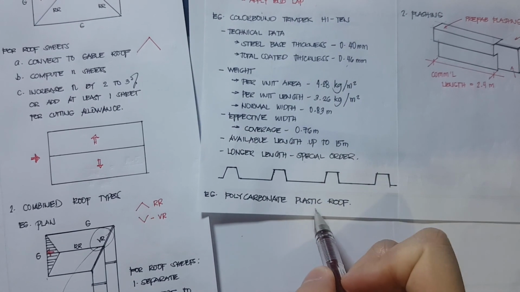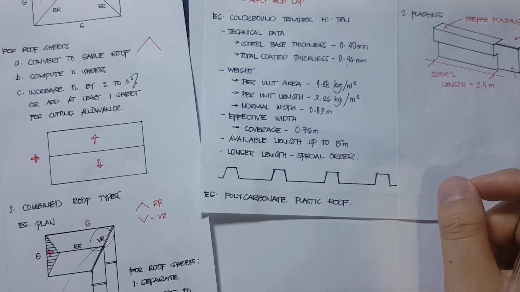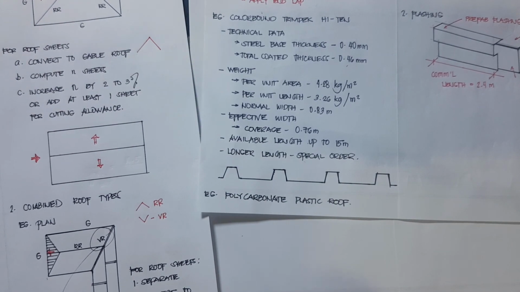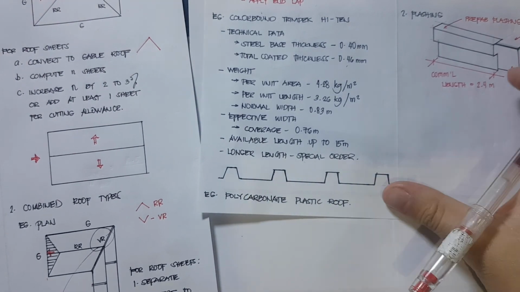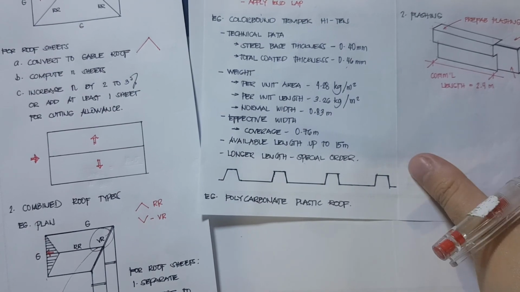And we have also the polycarbonate plastic roof. Ito yung parang transparent, pero hindi siya transparent kasi hindi mo makikita yung other side, yung malabong type. Okay? So that is a polycarbonate plastic roof.